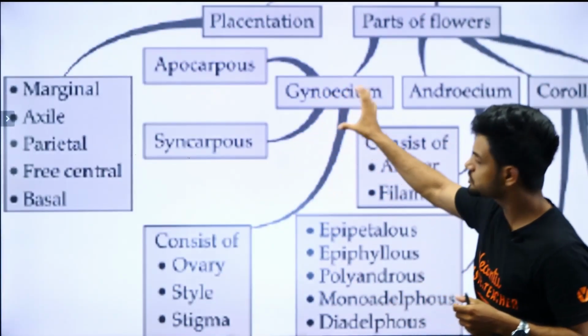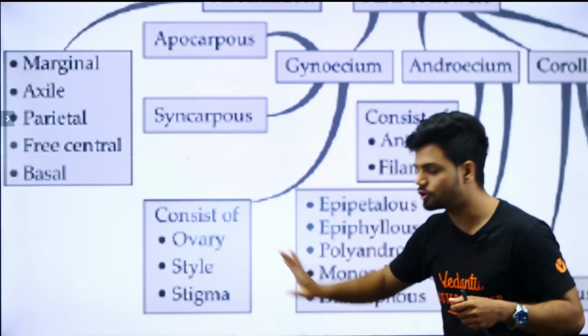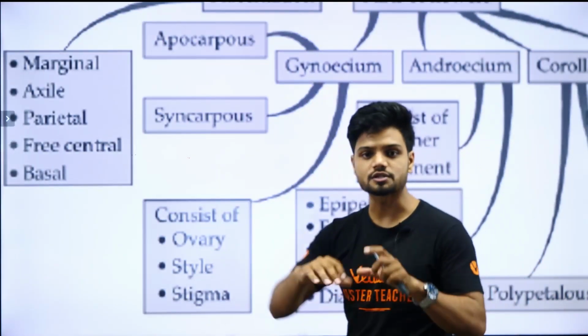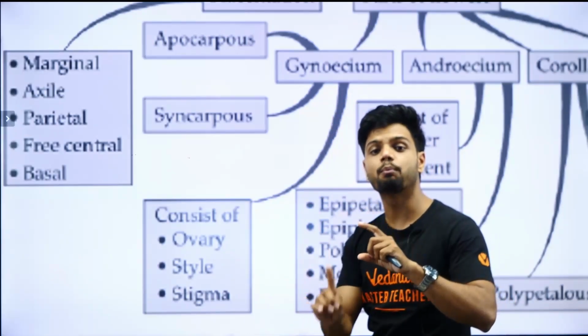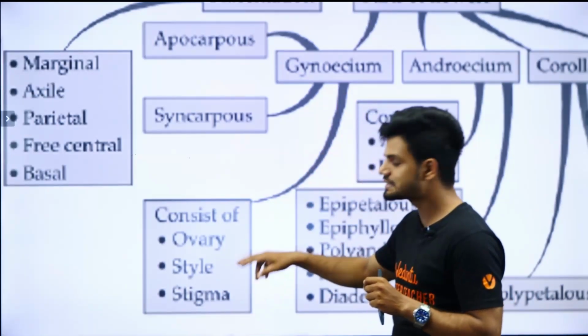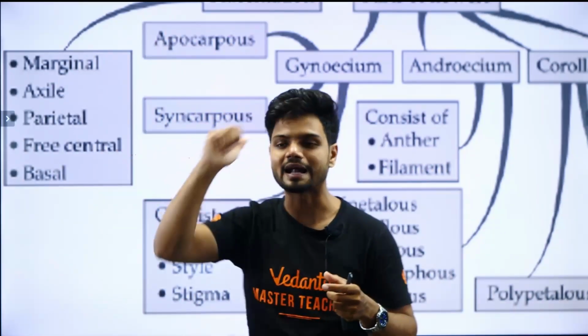Students, remember, gynoecium consists of three main parts: stigma, style and ovary. The ovary has ovules inside it. Style is a long slender filament through which the pollen tube travels. We have the stigma, which is the receptive surface on which the pollen grain lands.